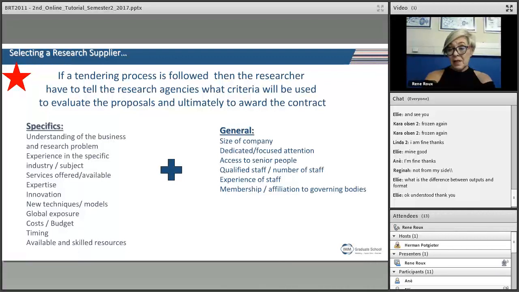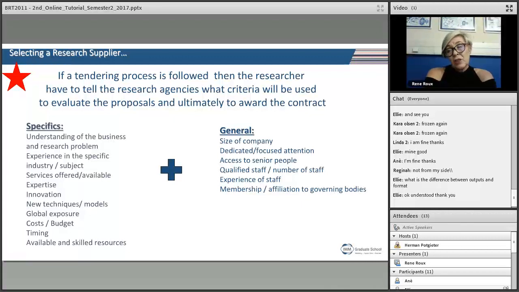Do they have specific experience in the industry or on that subject? Maybe not in the motor industry, but maybe they have experience in service quality measurements. They're experts in that. What services do they offer? What other available expertise do they have? Will they give access to it? Are they innovative? Will they look for different ways to find solutions to your research problem? Do they apply techniques, models, or is it just straightforward research?